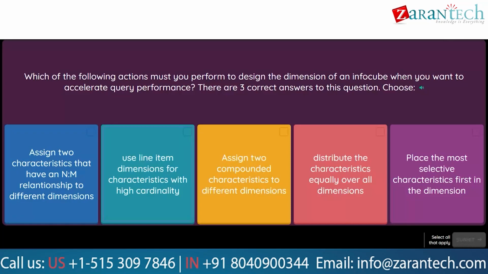Option 2, use line item dimensions for characteristics with high cardinality. Option 3, assign 2 compounded characteristics to different dimensions. Option 4, distribute the characteristics equally over all dimensions. Option 5, place the most selective characteristics first in the dimension.